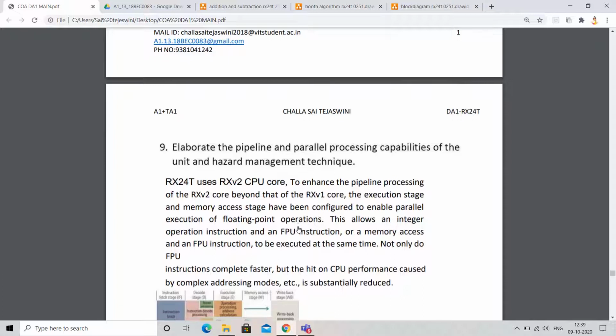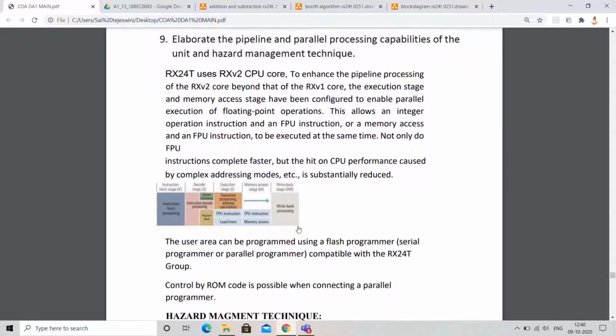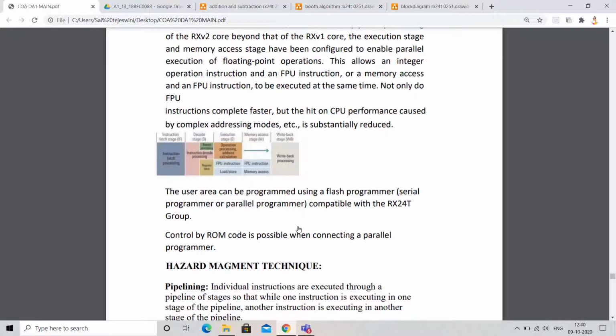Coming to the ninth question, elaborate the pipeline and parallel processing capabilities of the unit and hazard management technique. RX24T uses the RXv2 CPU core. To enhance the pipeline processing of the RXv2 core beyond that of the RXv1 core, the execution stage and memory access stage have been configured to enable parallel execution of floating point operations. This allows an integer operation instruction and an FPU instruction, or a memory access and an FPU instruction, to be executed at the same time.